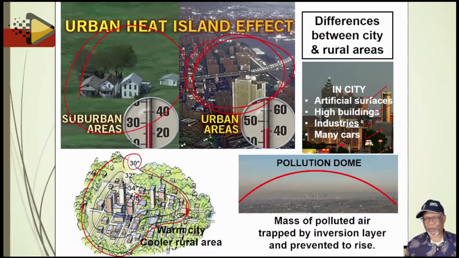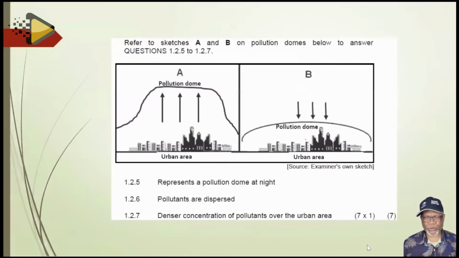So it is easy for people to confuse pollution dome and urban heat island. These are two different things. Pollution dome is the polluted air in the city. You can see there's a pollution dome here, polluted air in the city. But a heat island is an urban area that is warmer than its surrounding. A pollution dome is a parcel of polluted air in or around the city. So you must know the difference between the two.